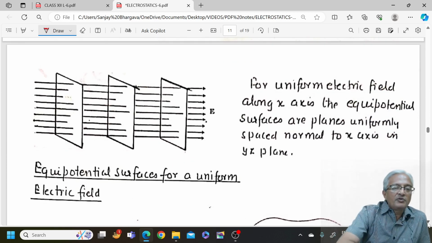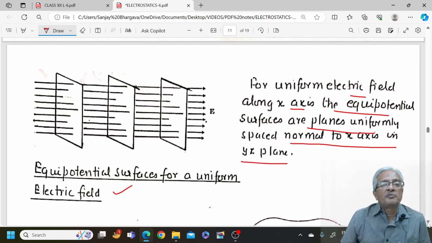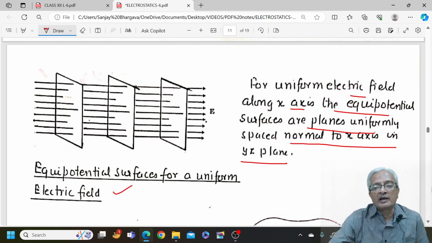This represents the equipotential surfaces for a uniform electric field. For a uniform electric field along the x-axis, the equipotential surfaces are planes uniformly spaced, normal to the x-axis, in the yz plane. So the surfaces are perpendicular to the direction of the electric field.